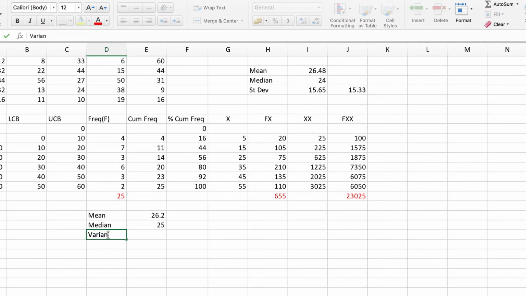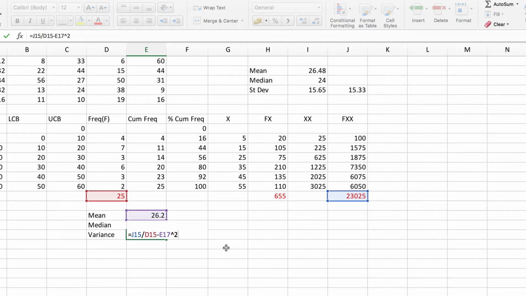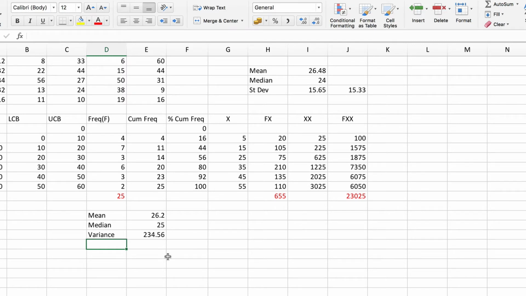So I'll put the variance here. So the variance here for grouped data is equal to the sum of fx squared values divided by the sum of the frequencies minus the mean squared. Now if you check the formula to see it's going to work out correctly, you'll see that I don't need any brackets here. It will do the squaring first, then the division, and then it will take away, which is the order I want. And remember, of course, if you need to override the order, just use brackets. Enter that. We have a variance of 234.56.